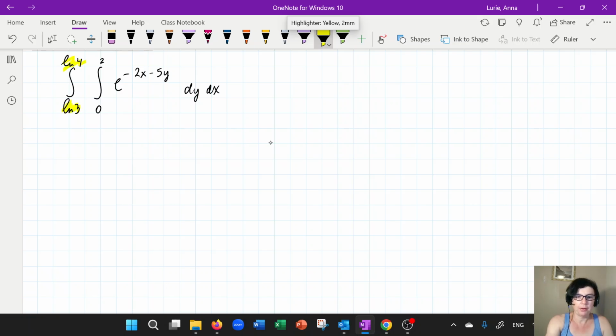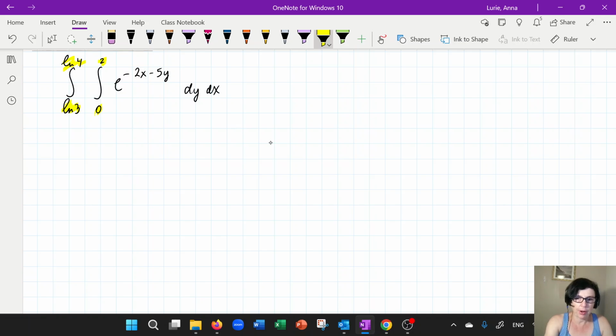Okay, so number one, the limits of integration have to be numbers. So if there are variables, and variables are usually allowed only in the outside integral, the inside integral can never have any variables in it. If it does, then the integrals cannot be split.